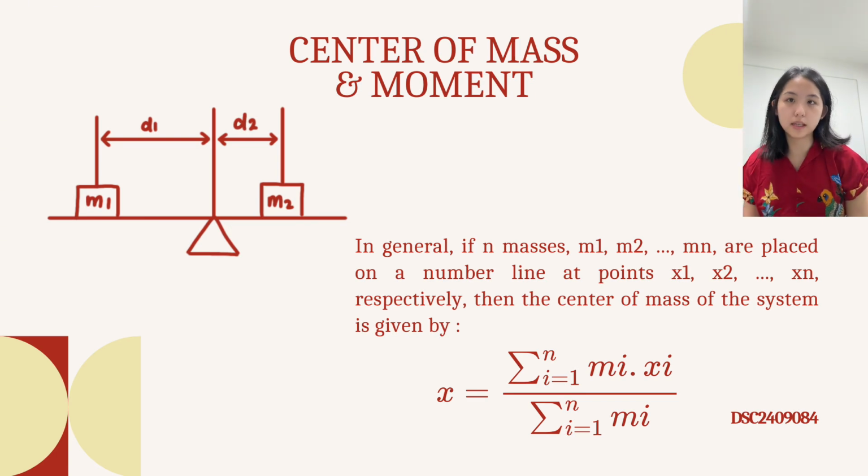And so the moment is m1 times d1 for moment 1, and moment 2 is m2 times d2. In general, if n masses m1, m2, ..., mn are placed on a number line at points x1, x2, ..., xn respectively, then the center of mass of the system is given by x equals the sum from i equals 1 to n of mi times xi, over the sum from i equals 1 to n of mi.